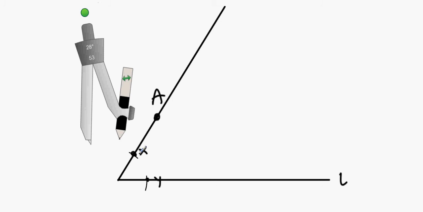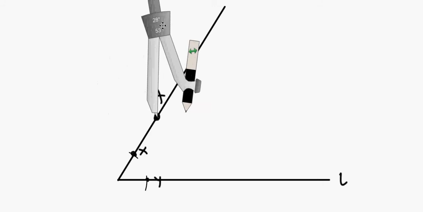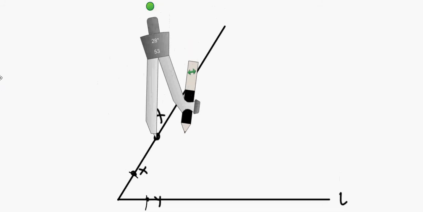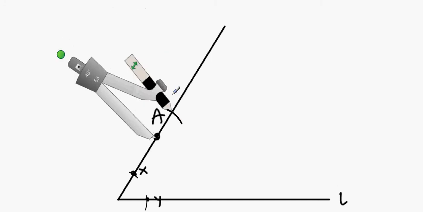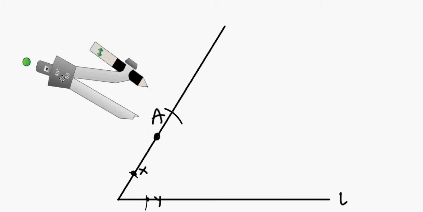Now, without changing the compass width, we're going to go up to the point A. Okay, we're not going to change the compass width, and we're going to do another arc up here. Once we've done this arc here, we're going to label this point as well. So we can call that the point Z if we want.